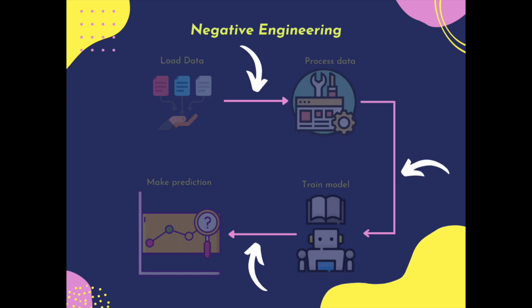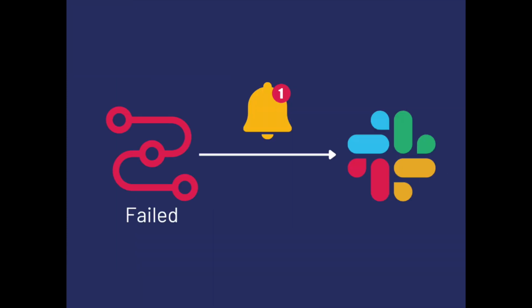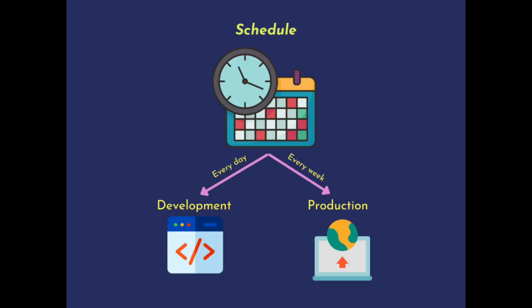Negative engineering ensures the transitions between components of positive engineering are robust, so that your positive engineering code will run smoothly. Some examples of negative engineering are to send notifications when your workflow fails, or to schedule your workflow at a certain time or a certain interval so that you don't need to wake up at 3 a.m. in the morning to run your workflow.